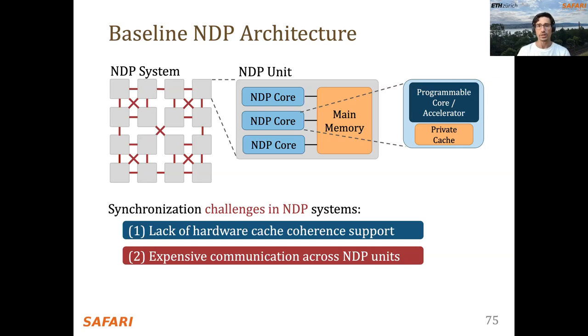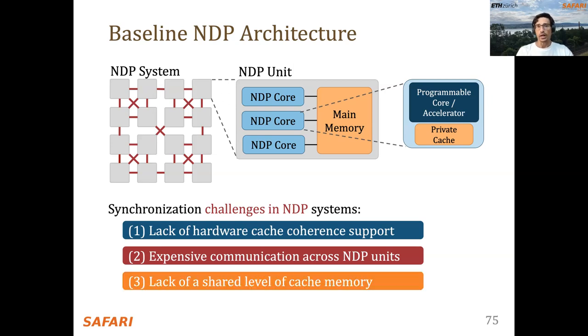For example, for the UPMEM system, this communication is very expensive because it has to go through the host CPU. As I said, for some important applications, the overhead is not that much, but for other applications that require more synchronization, such as the ones targeted in this SynCron work, this communication is much more frequent and, in the end, much more expensive. And another challenge is that there is no shared memory across the different PIM cores, and of course, there is no shared level of cache memory.